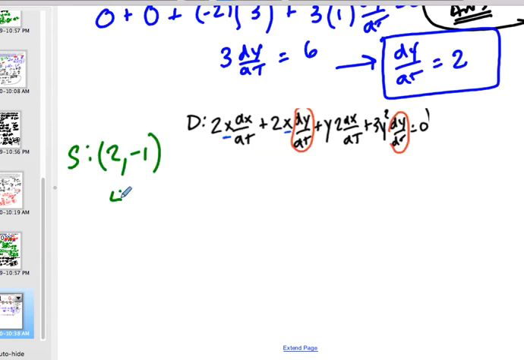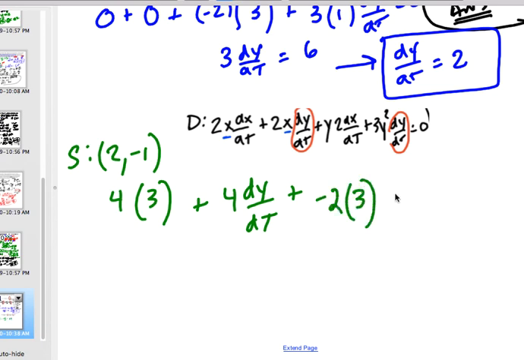So this is going to be a 4, because it's 2 times 2, times dx/dt, which was a 3, right? Plus a 2 times 2, which is a 4, right? Times dy/dt, which is the thing I want to find, right? Plus essentially the rest of the problem stays the same. So a 2 times a negative 1, which is going to be a negative 2 times that 3, right? Plus this will be a 3 times the dy/dt that I don't know. So those pieces actually stay the same.